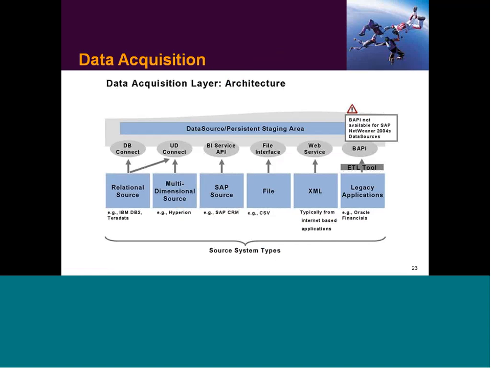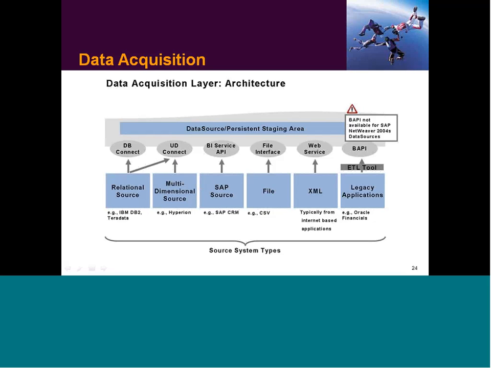Now let's see what are the source systems supported by BW. Now you can see these are the various types of source systems which SAP BW supports. You can extract the data directly from a relational database like Oracle, DB2, Teradata, even SAP HANA using DB Connect. You can also extract the data from multi-dimensional systems like Hyperion using an interface called UD Connect. To extract data from SAP systems like ECC, CRM, you can also extract data from one BW system to another BW using Service API. Then you have the flat file interface, you can also load the data using flat files, XML files.